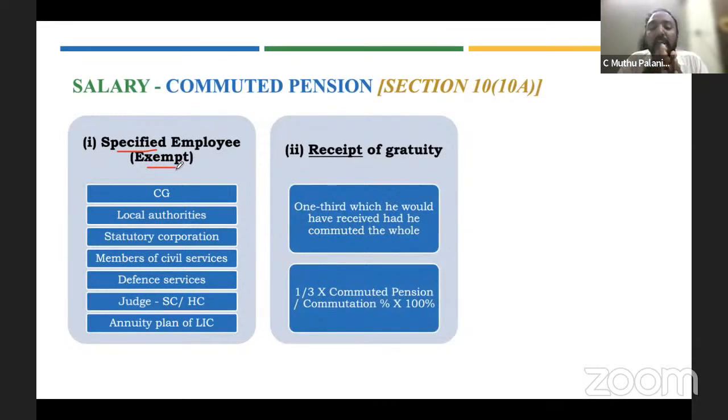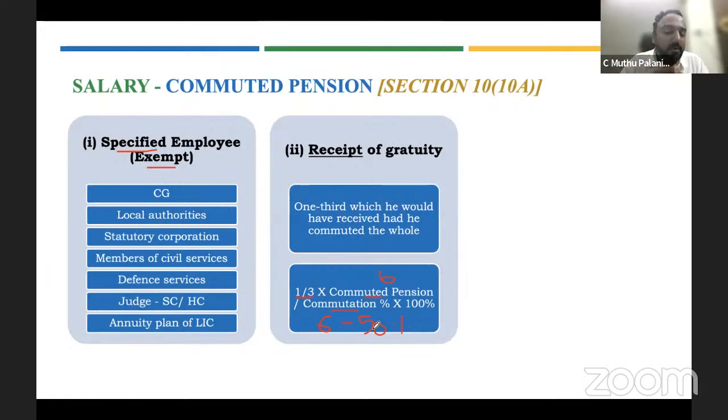The first situation is if you are also in receipt of gratuity, 1/3 would have been received had he commuted the whole. What do I mean by 1/3 had I commuted the whole? For example, if I'm receiving 6 lakhs, which is like 50%. So 6 lakh is 50%. Now I first convert this 50% into the full amount. If 6 lakh is for 50%, how much is it for 100%? So 6 divided by 50%. That is why I said commuted pension divided by commutation. How much is commuted pension here? 6. How much is commutation here? 50%. So 6 divided by 50% into 100%. That will give me 12 lakhs.